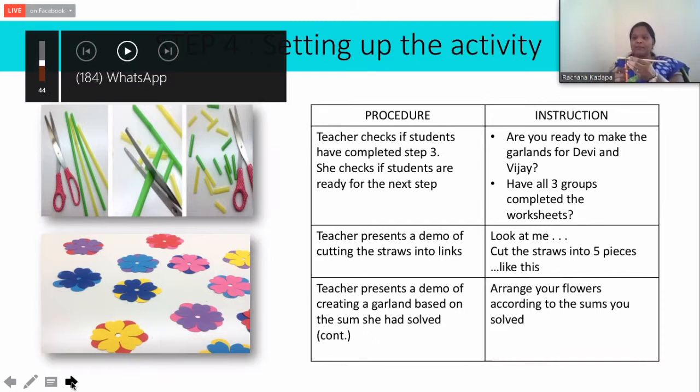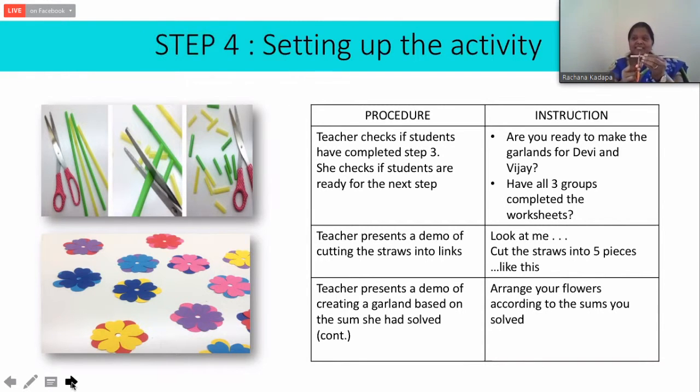So this kind of demonstration: while giving the instructions, we must do the activity, then they can understand. See here, cut the straw like this into 5 pieces, so 5 small pieces like this.